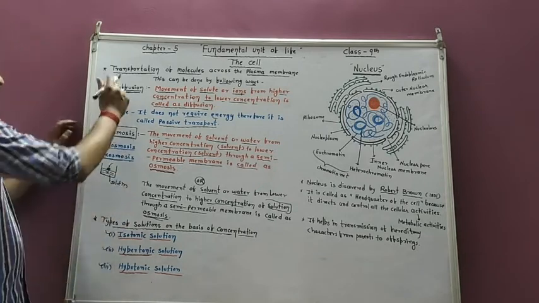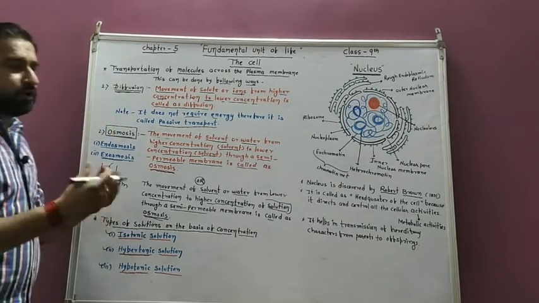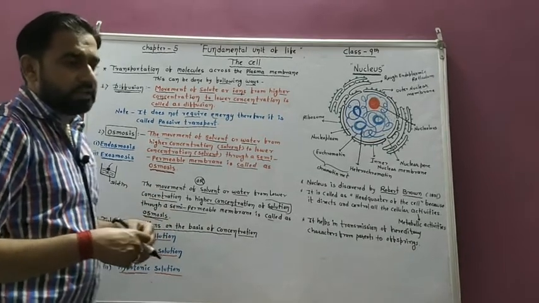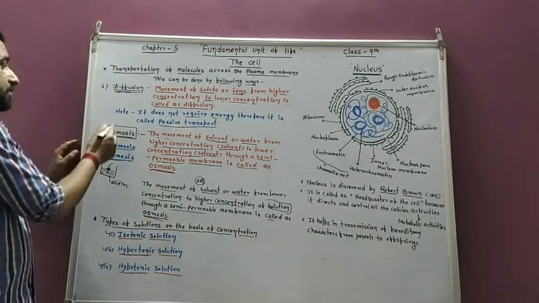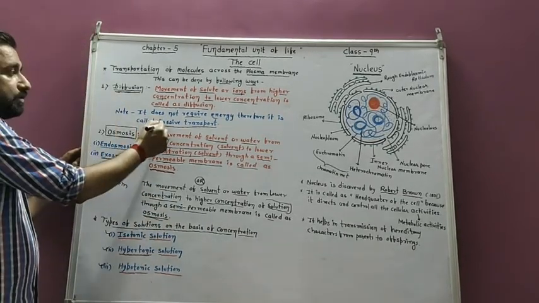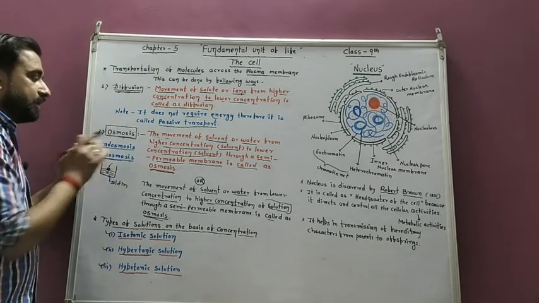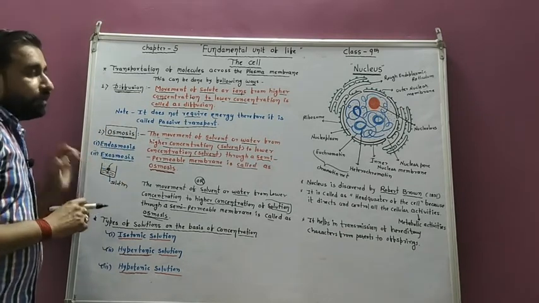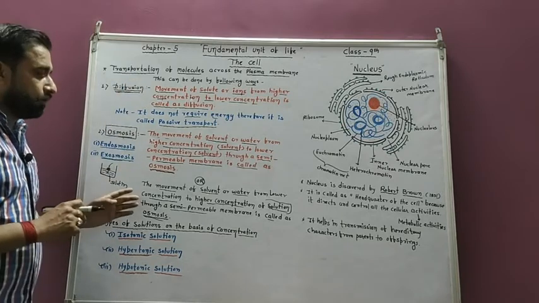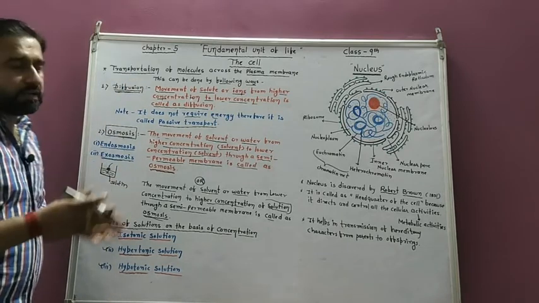So what is transportation? Transportation means the molecules enter into the cell by two methods: diffusion and osmosis. Diffusion is also known as passive transport. Osmosis requires some energy, so it is called active transport. So this is called transportation of molecules across the plasma membrane.